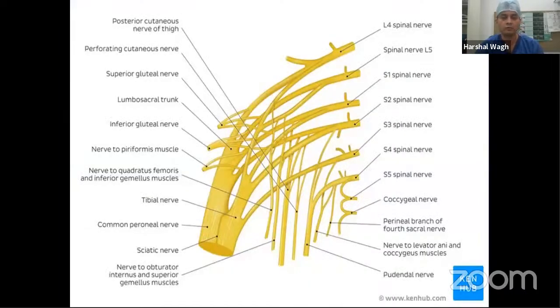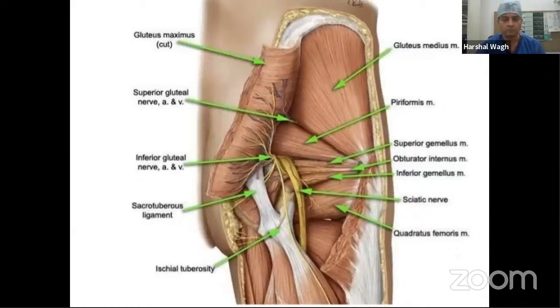I have a lot more slides than Amit has, so I'm just going to go through them and see how much we get through. We all know that the sciatic nerve is part of the lumbosacral plexus, coming from the L4, L5, S1, S2, S3 spinal nerves. It exits the pelvis through the greater sciatic foramen behind the piriformis muscle, goes into the gluteal region, and then enters the back of the thigh, lying between the ischial tuberosity and the greater trochanter.